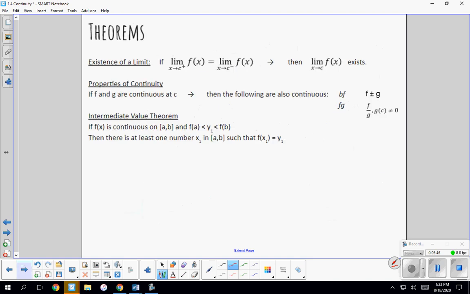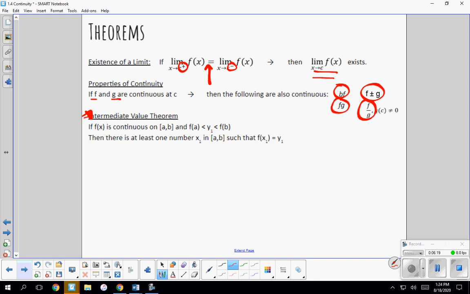Here are some theorems. We're not going to go a lot into these, but if the limit exists, that means that as they come in from the right and the left, they have to be equivalent. If they are, that's the limit. Properties of continuity, again, if we have pieces that are continuous, their sum and differences are still continuous, their product, their quotient, I can multiply it, and the result is still continuous. And finally, the intermediate value theorem.